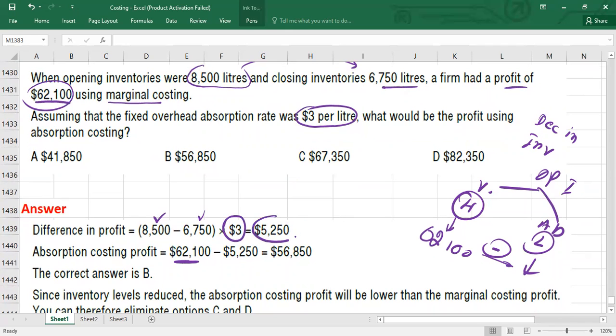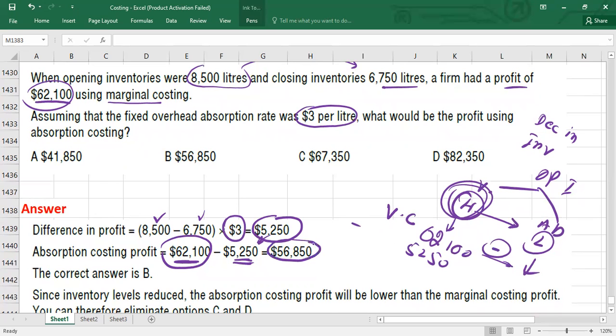It means this is the difference in the profit. So you take the profit under variable costing, which is higher, and now you subtract this difference from that value, because from higher you are going to move to the lower. So the difference is how much? 62,100 is the profit under variable costing, minus the profit difference of 5,250. So profit under absorption costing will be $56,850. It means option B is correct. I hope, guys, it is clear. This is how you have to reconcile the profit.